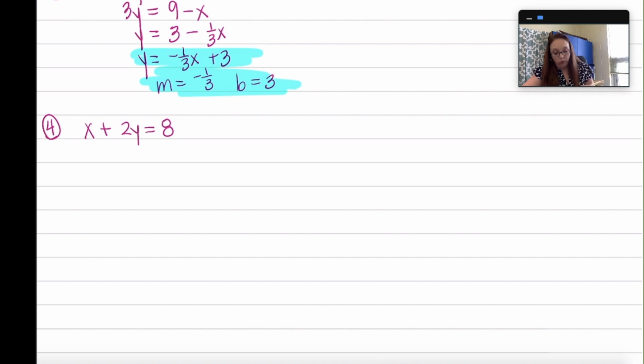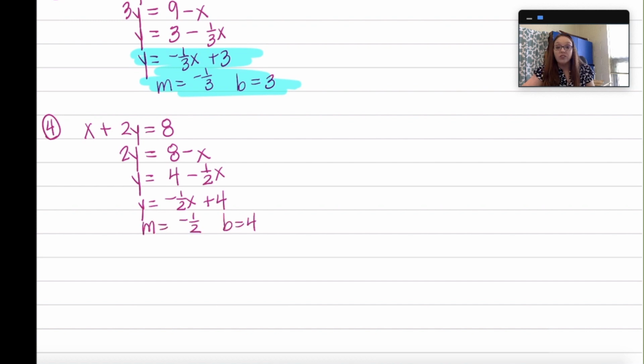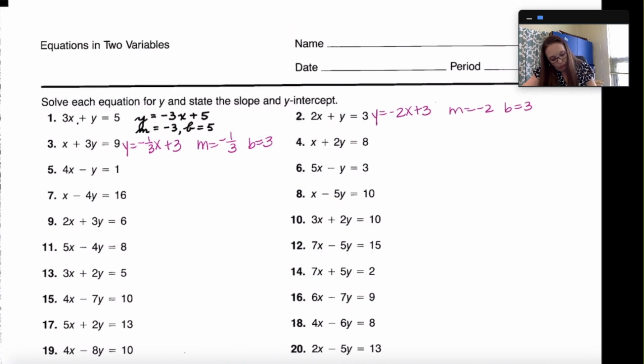Okay, so solving for y first, we would subtract x on both sides. So 2y equals 8 minus x. And now we need to divide everything through by 2. 8 divided by 2 is 4, and that'd be minus 1/2 x. So y equals negative 1/2 x plus 4. Now we're in slope-intercept form. The slope would be negative 1/2, the y-intercept positive 4. Okay, so let's go back and write that on the first page. Y equals negative 1/2 x plus 4.